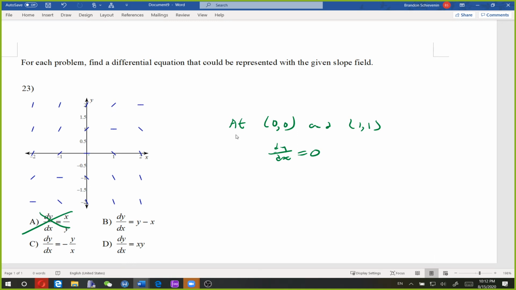Okay, what about B, Kelly? Can we eliminate it yet or not yet? Not yet, okay, because if I plug in 0, 0, and 1, 1, I still get 0, so I'm going to save B. What about C, Kyle?